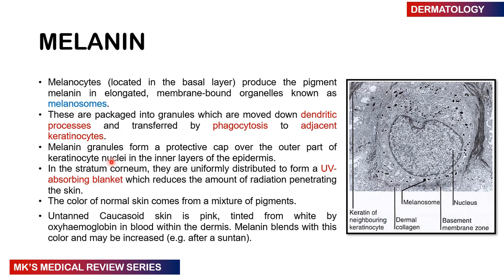So in the stratum corneum, there's a uniform distribution that forms a UV-absorbing blanket, which reduces the risk of radiation penetrating into the skin. Because remember that this radiation has the ability to cause skin cancer. Remember that the color of normal skin depends on the mixture of these pigments. Untanned Caucasoid skin is actually pink, tinted from white by oxyhemoglobin in blood within the dermis. Then, of course, the melanin blends with this color and may be increased, for example, after a suntan.